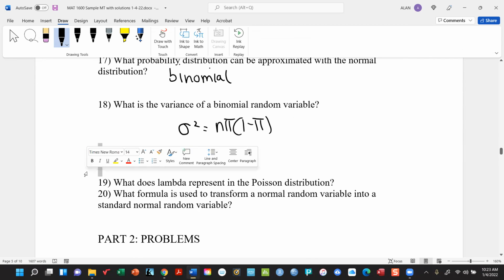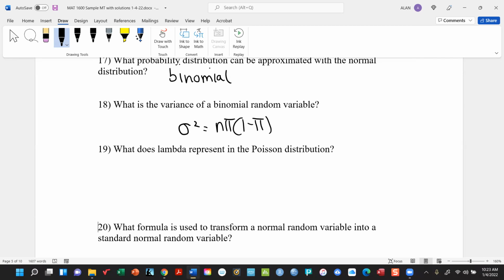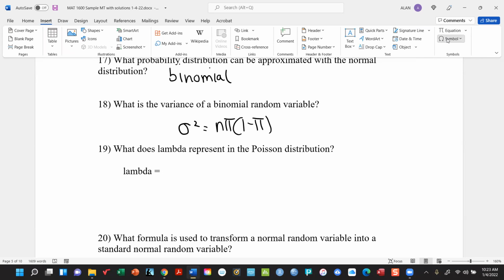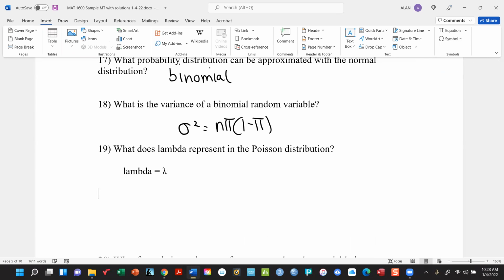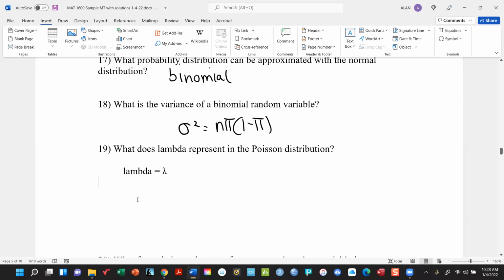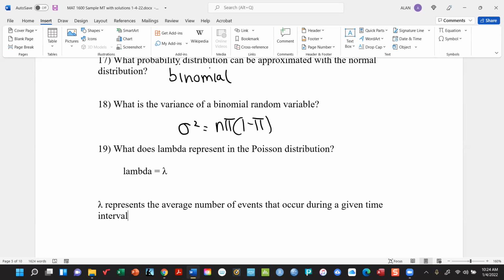What does lambda represent in the Poisson distribution? Now, lambda, if you've forgotten, is this character. That's lambda. So lambda represents the average number of events that occur during a given time interval. And that has to be given to you in the problem. You can't be asked to calculate that because you have to be told what it is.